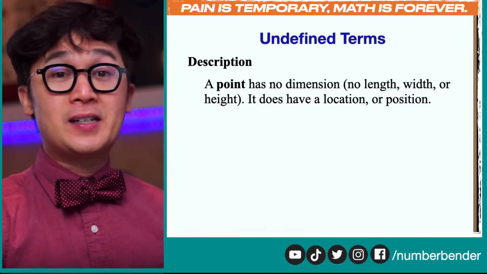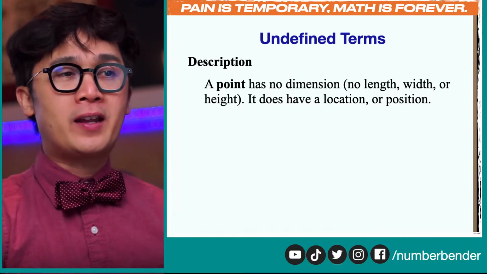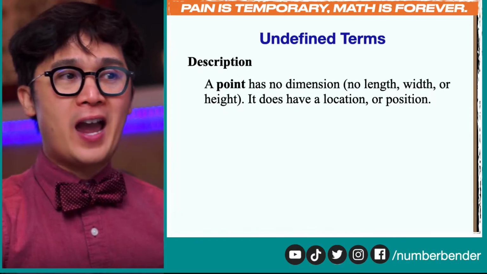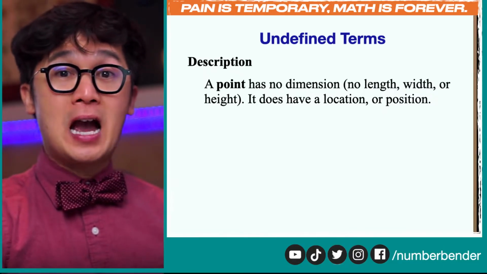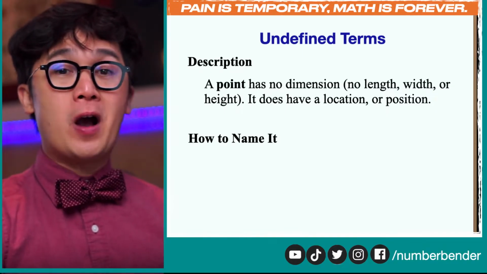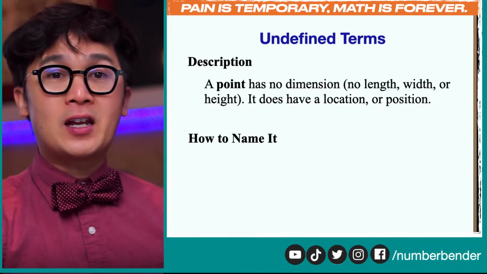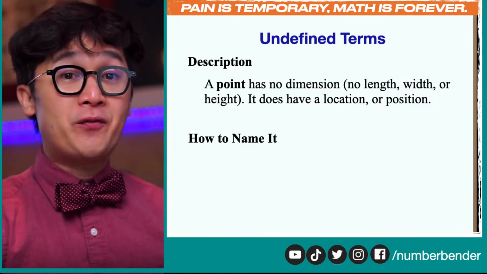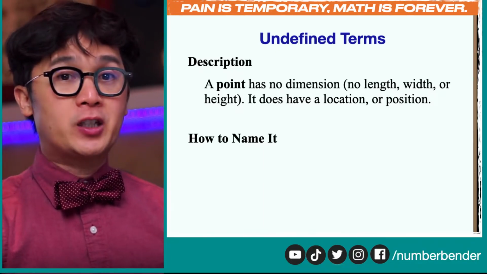The first one is a point. By definition, a point has no dimension, no length, width, or height. And it does have a location or position, and that's how we define point in geometry. So how do we name it? Again, it's extremely important that we know the symbols that we are using in some of these undefined terms so that we'll be able to understand geometry better.